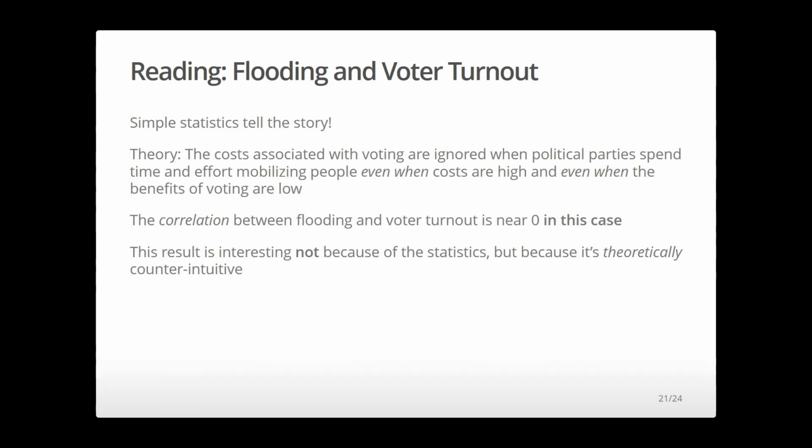In fact, you might notice that one of the findings of the paper is that there is no effect of flooding on the probability of voting. Speaking in the language of correlation, we would say that the correlation between inches of floodwater and probability of voting is 0. So while that relationship might not be statistically significant, it is substantively huge. Finding no relationship isn't a non-result if you expected to find a relationship in the first place.